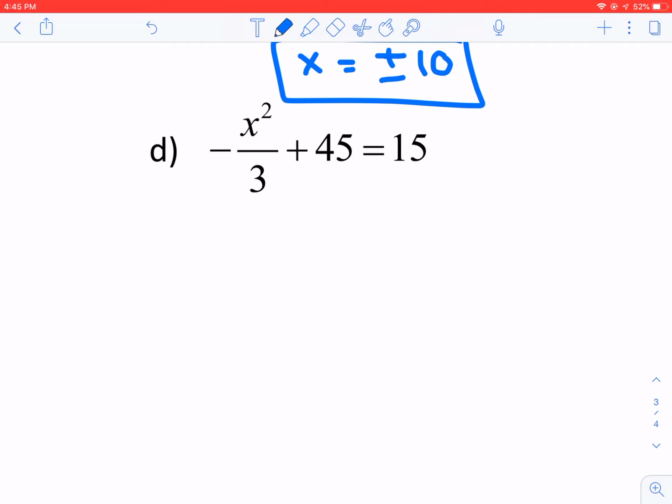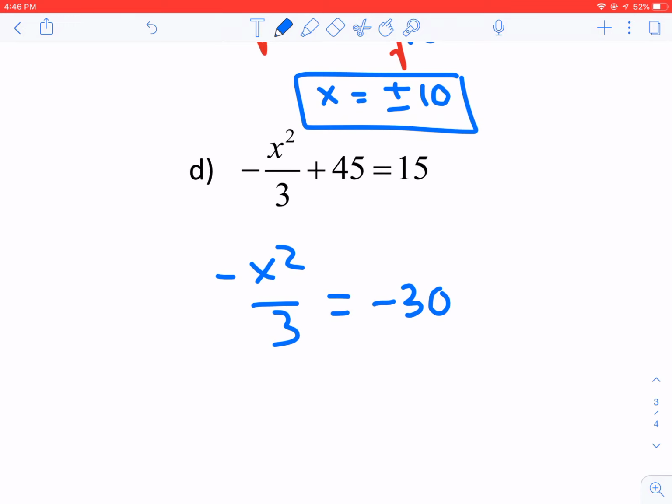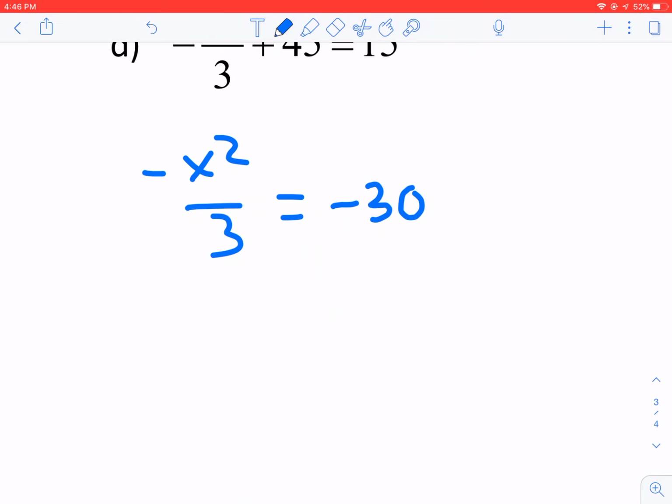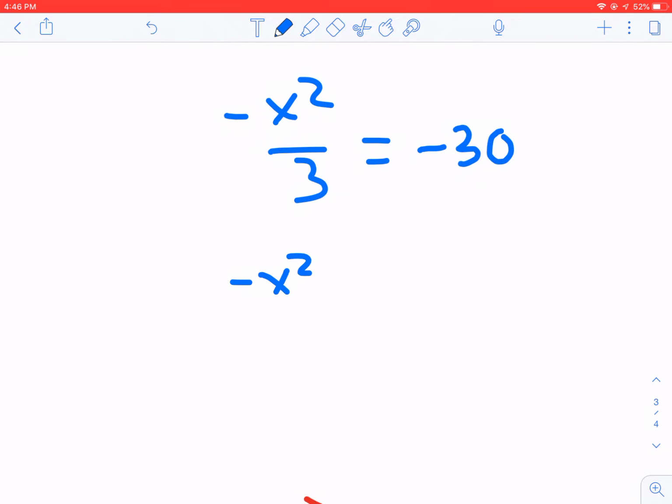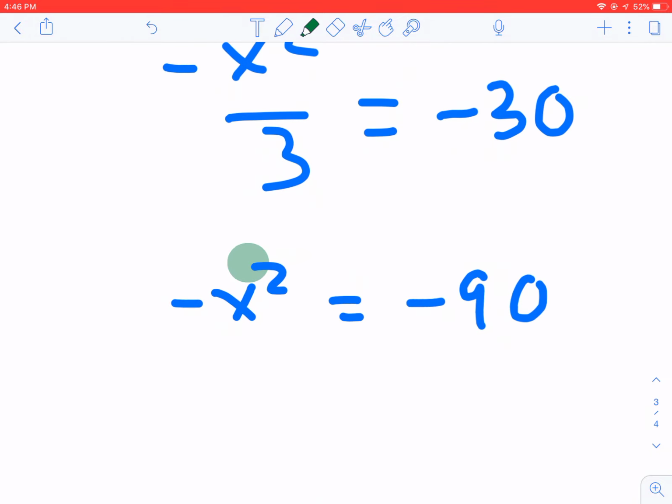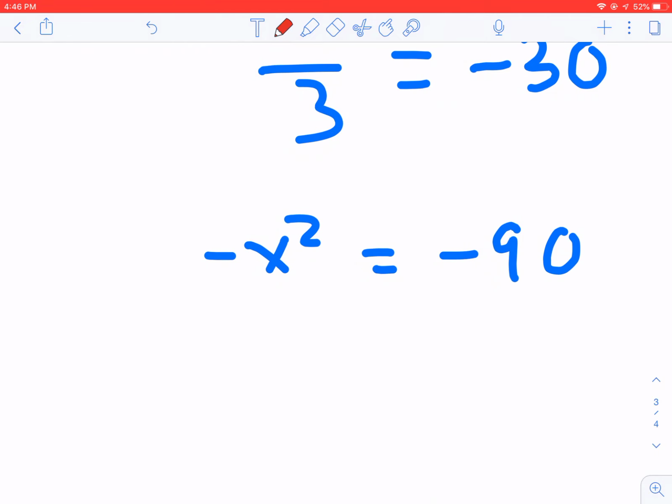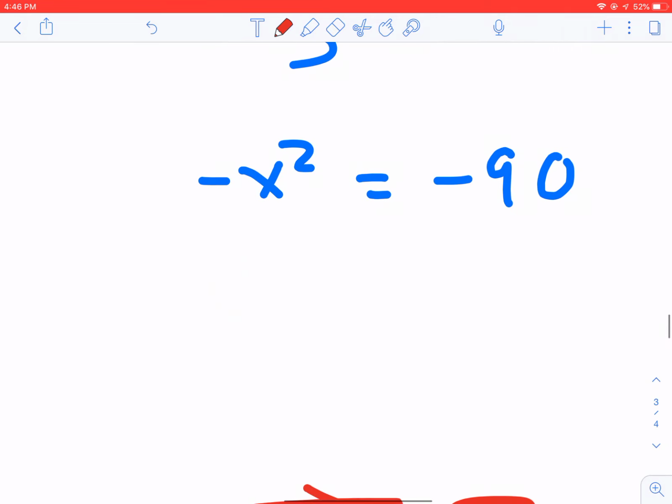Alright, on this one, subtract 45 on both sides. We get negative x squared over 3 equals negative 30. Yep, multiply both sides by 3. We get negative x squared equals negative 90. Again, I want to get the x squared by itself, so I have to get rid of that negative also. So I'm going to multiply or divide both sides by negative 1, right, to get rid of the negative. And that will become x squared equals positive 90.